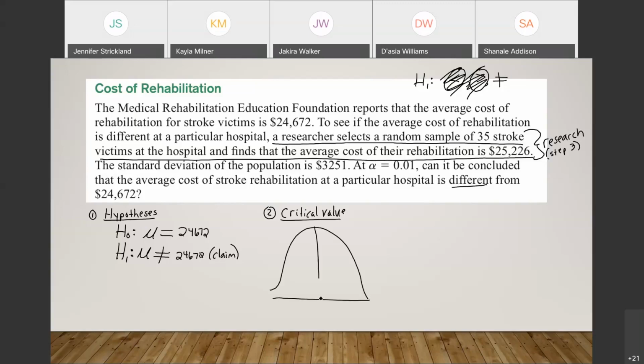Okay. So how does it shade? How do you shade this one? Left, right, or both? Yeah, I think it's both. Both. Okay. So remember, you're looking at H1. If H1 has a less than, you're shading to the left. If H1 has a greater than, you're shading to the right. If it has a not equal to, you're shading both. So both tails should get shaded on the curve.